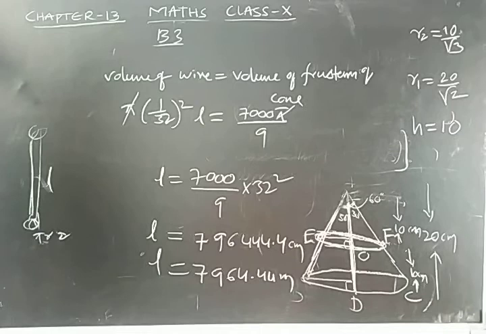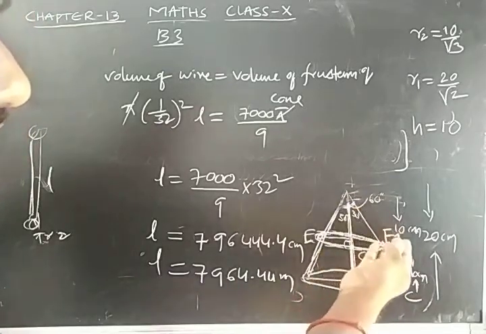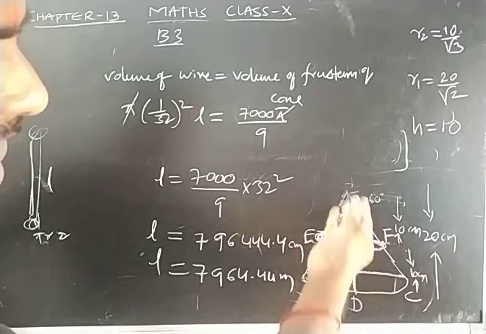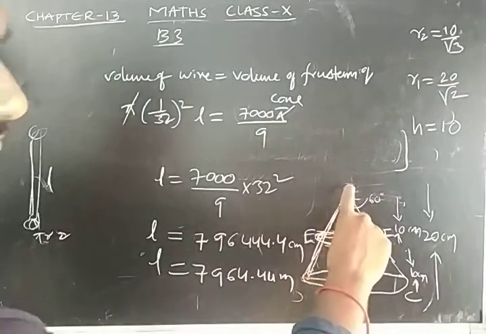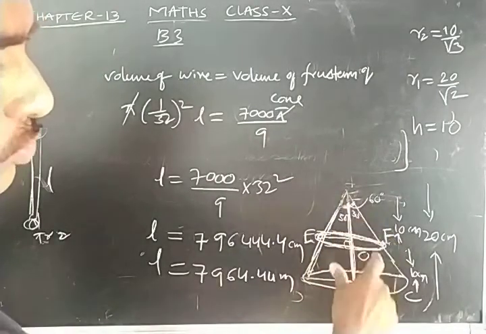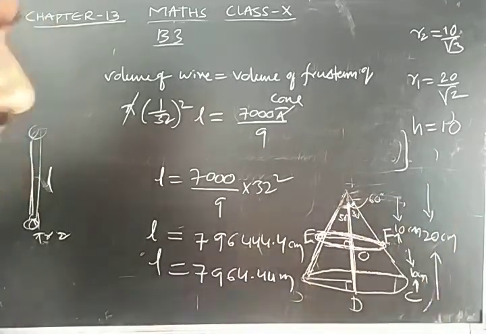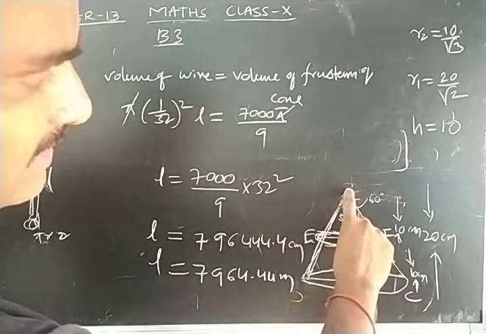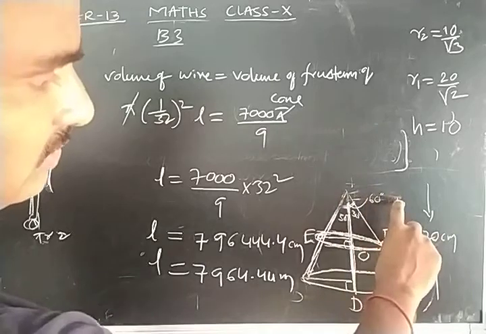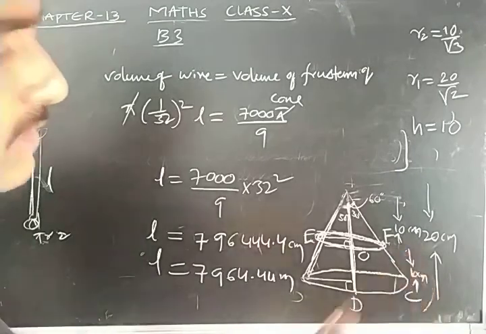Okay, so how do we find this? We are given one cone, and we are cutting this cone into two parts at the middle, parallel to the base of the cone. When you divide it, you will get a smaller cone and a frustum of the cone. Because the total cone height is given as 20 centimeters and we are cutting at the middle, the smaller cone height will be 10 centimeters and the frustum of the cone height will be 10 centimeters.